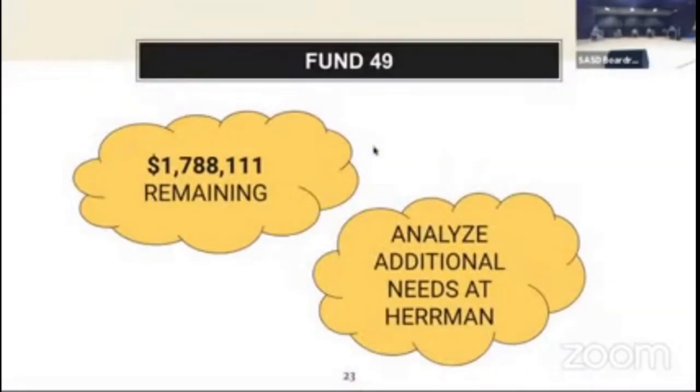Fund 49 is the proceeds from the referendum debt, and we have just shy of $1.8 million remaining in that fund. And so throughout the remainder of this fiscal year, we'll need to analyze what additional needs we may have at Herman and how best to use those remaining funds, because as of right now, all of our commitments have been paid for. Next slide, please.